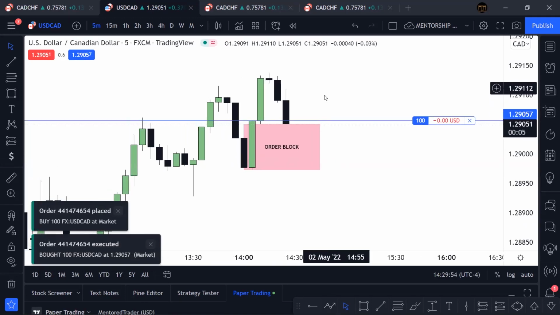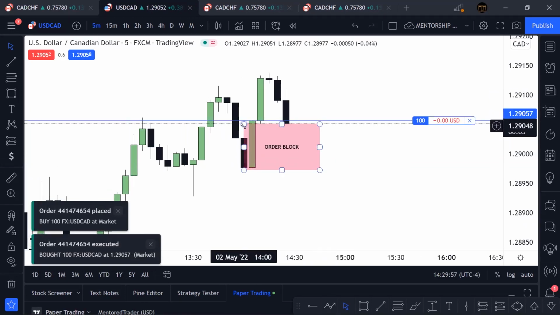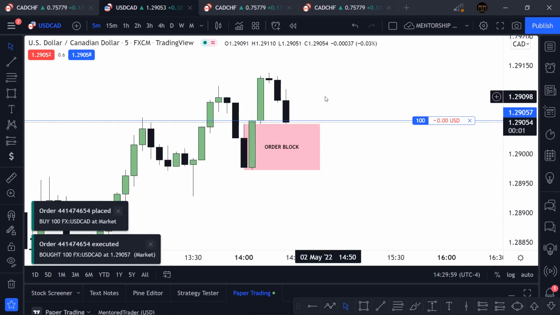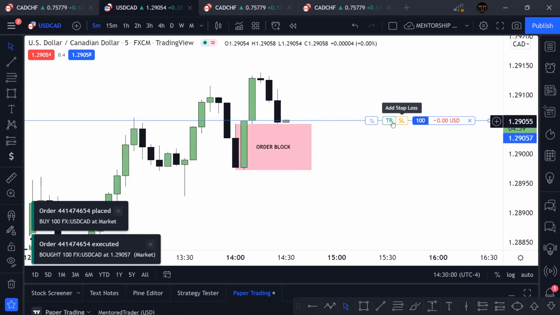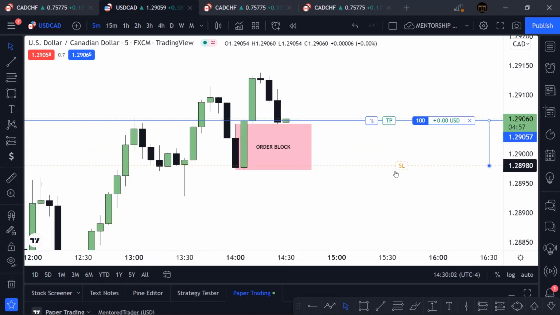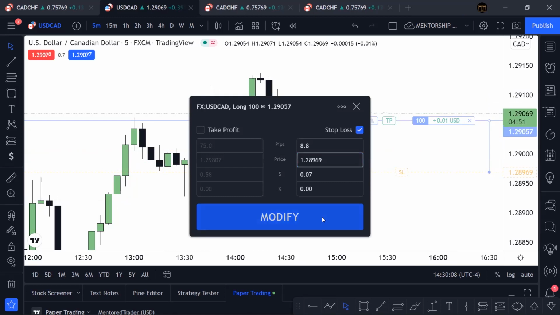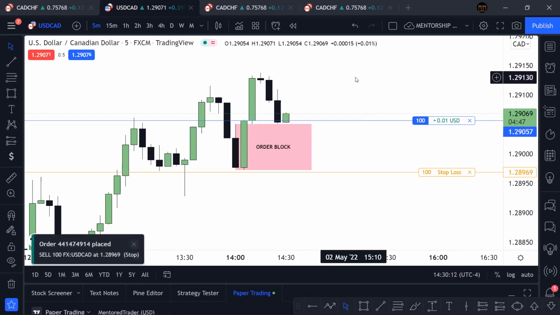There are so many things we're going to talk about. One, we're going to talk about order blocks. We're going to talk about institutional candles. Then we're going to talk about breakers. But first and foremost, let us start with order blocks. Which one is an order block? How is it formed? And how do you trade the order block?